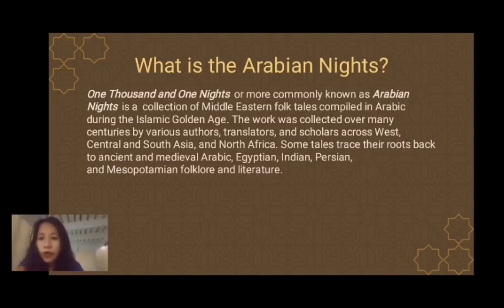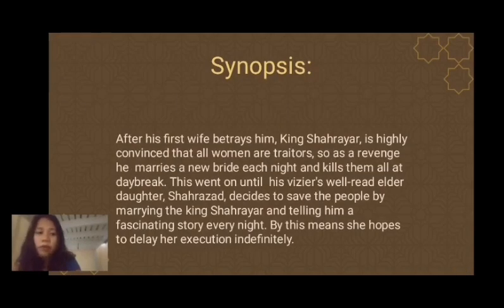1001 Nights, or more commonly known as the Arabian Nights, is a collection of Middle Eastern folk tales compiled in Arabic during the Islamic Golden Age. The work was collected over many centuries by various authors, translators, and scholars across West, Central, and South Asia, and also North Africa. Some tales trace their roots back to ancient medieval Arabic, Egyptian, Indian, Persian, and Mesopotamian folklore and literature. Now I will be giving you a synopsis of the Arabian Nights.